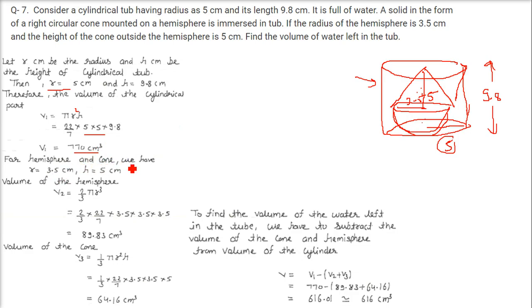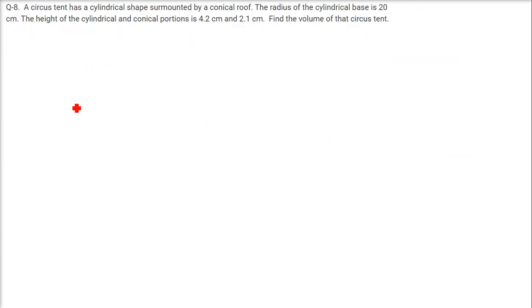Now for the hemisphere and cone. Hemisphere is 2 by 3 pi R cube. So we know R is 3.5, 2 by 3 pi R cube. And we know the volume of the cone, which is 1 by 3 pi R square H. R is 3.5, height is already given 5. So this is 64.16. So we'll add these two and subtract the sum from here. So 770 minus 89.83 minus 64.16, and this is the volume of water which will be left in this cylinder, and this is going to come as 616 centimeter cube.